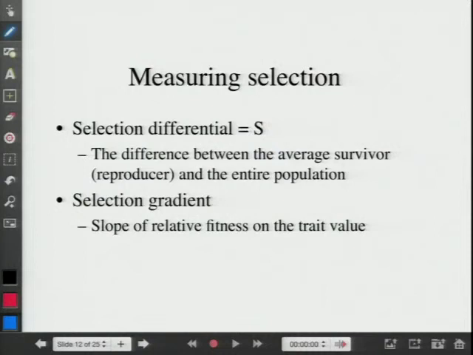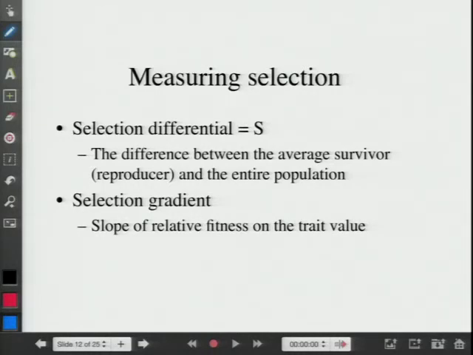If you're interested in measuring selection to predict an evolutionary response, you have this selection differential S. And what that is, is the difference between the average traits of those that are reproducing in any one generation and the entire population in that generation. So again, selection acts on phenotypes within a generation. And S is the difference between those that are reproducing and the average of everybody. And it's in the units of the trait, right?